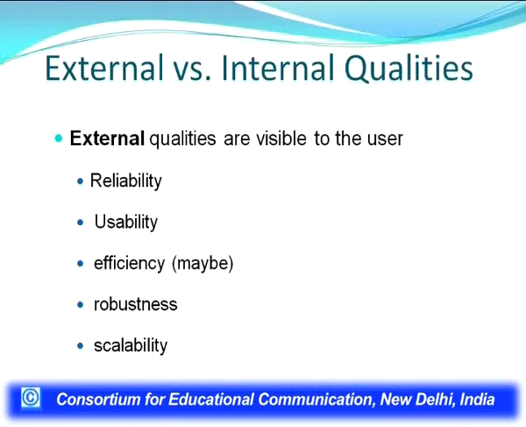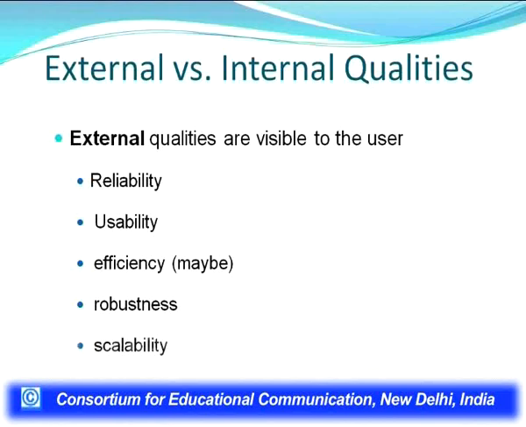External qualities are visible to the user. An important one is reliability: is the software which you are using reliable? Then there is usability of that particular software. How reliable the software is needs to be tested and checked, along with the techniques that have been used. That is a very important factor, and only then can anybody be satisfied with the reliability of the software.